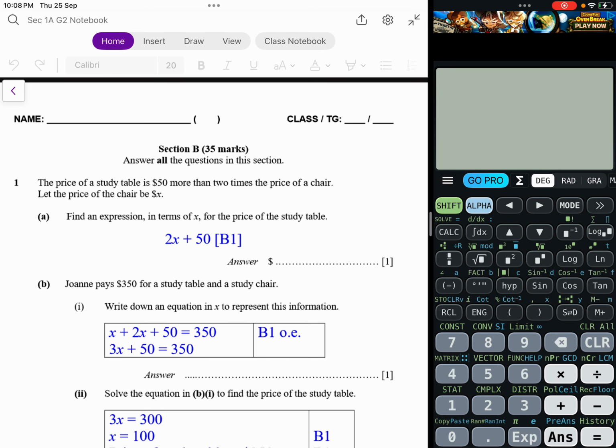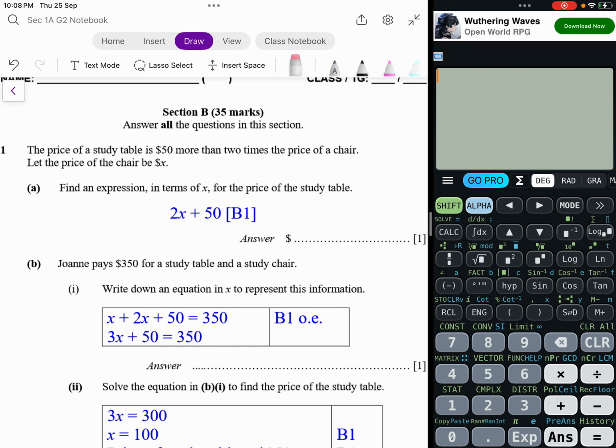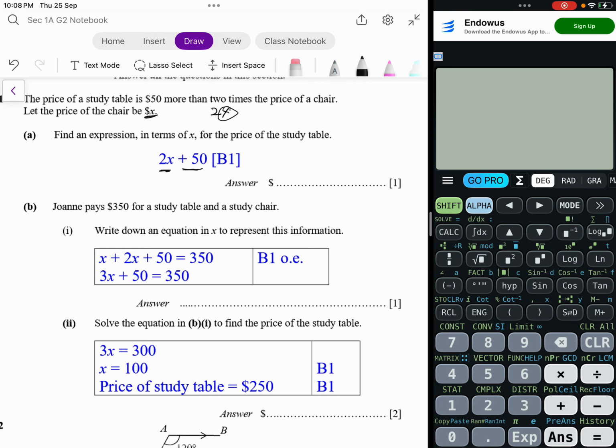Okay, so let's start with the first one. The price of a study table is $50 more than 2 times the price of a chair. So let the price of a chair be x. That means the price of a table will be 2x, because it's 2 times. So it's 2x plus 50 more. So it's 2x plus 50. This is the price of the study table.